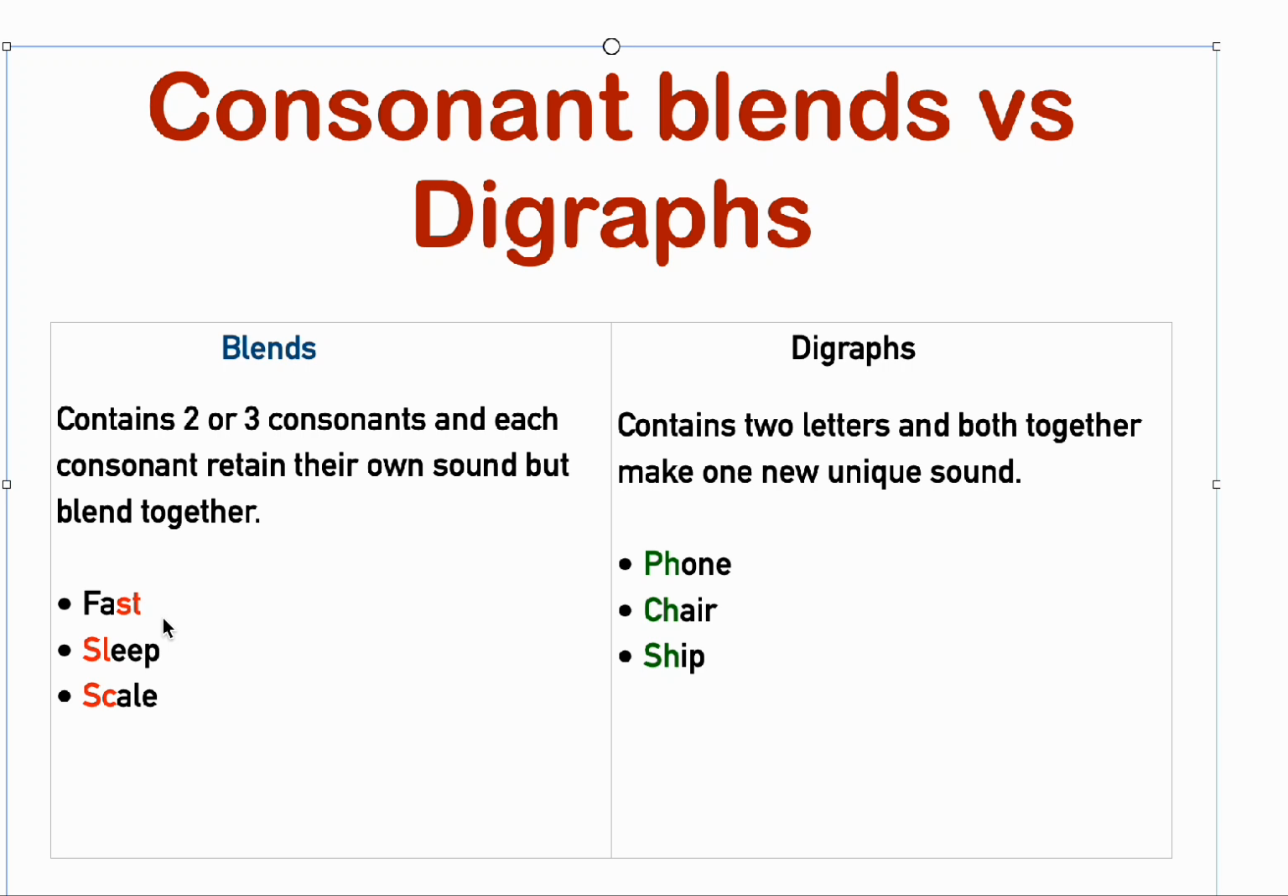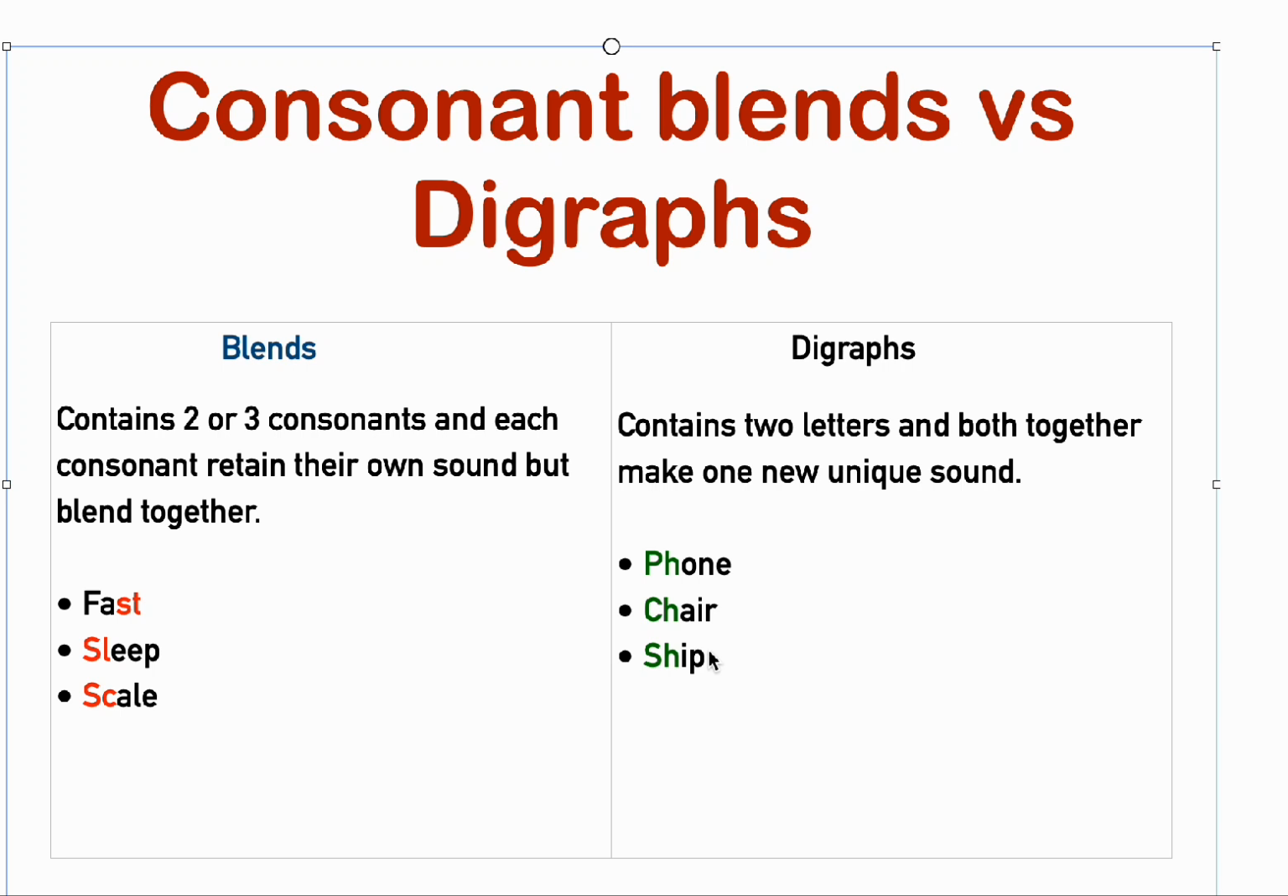Let's take an example. Look at the word fast. It has the blend st at the end. In the word fast, you can hear the sound of S and T distinctly, separately. Hence, ST is a blend, as we can hear the individual sound of S and T, but they are blended together when you pronounce the word fast.